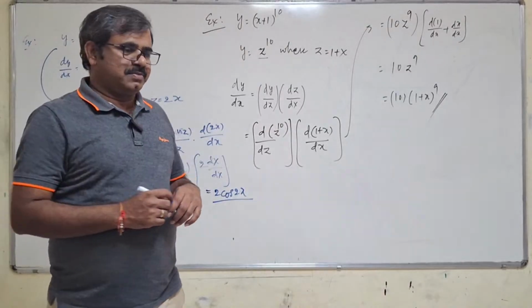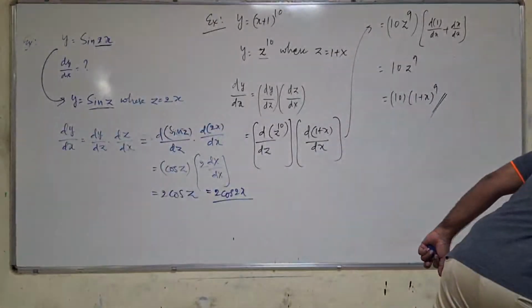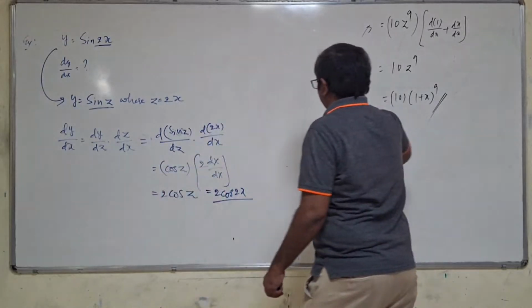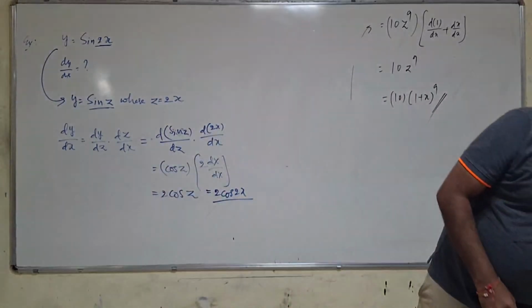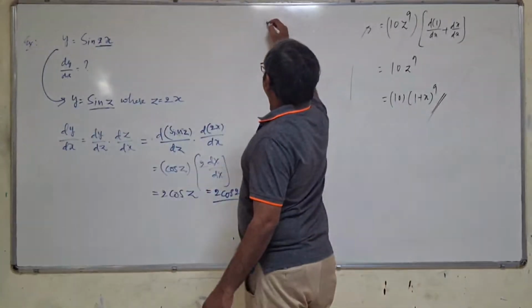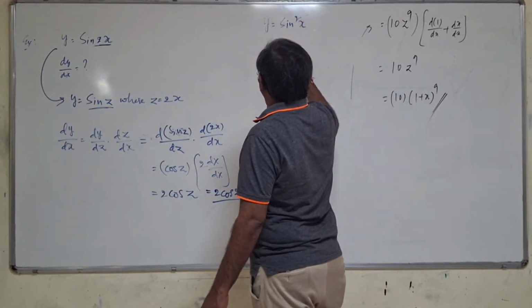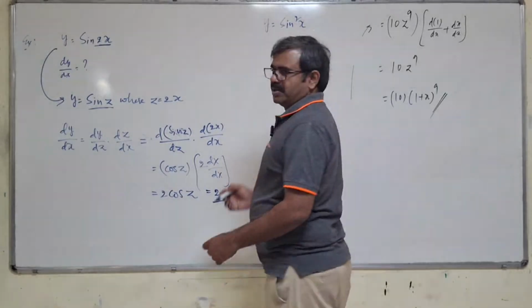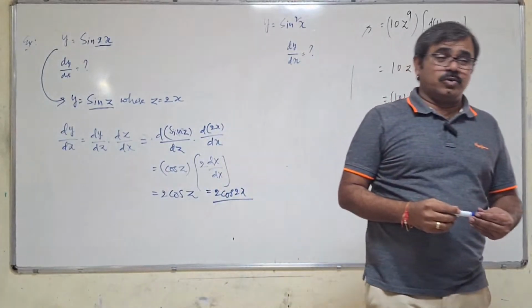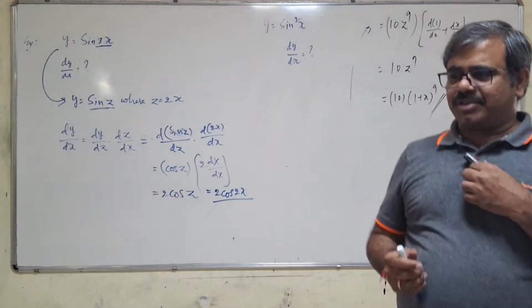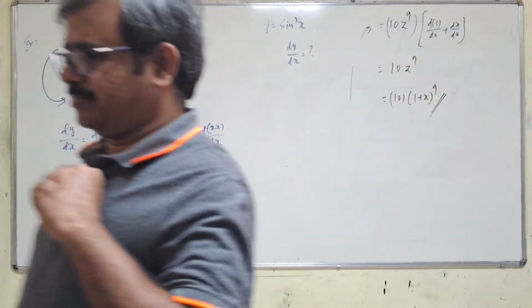You understand this? Next. y is equal to sine square x. Find dy by dx. Sine square x or sine x whole square. Find dy by dx. This is for you to do later, not now.